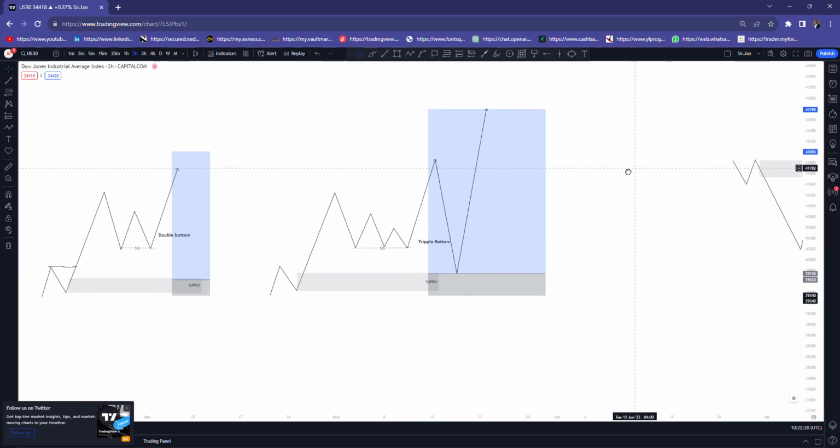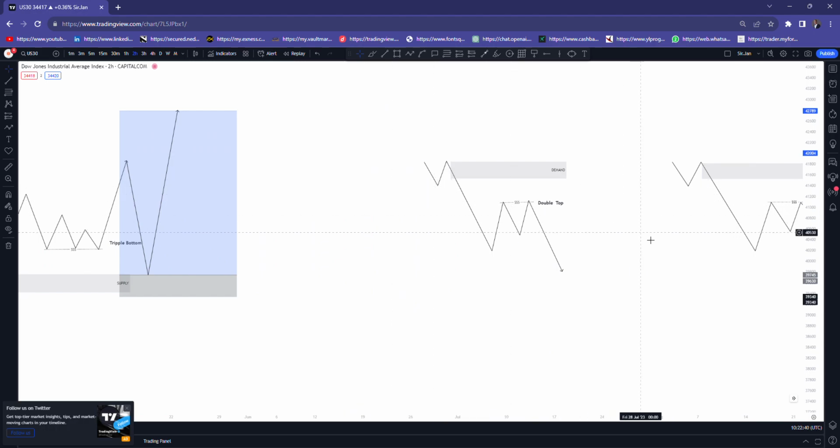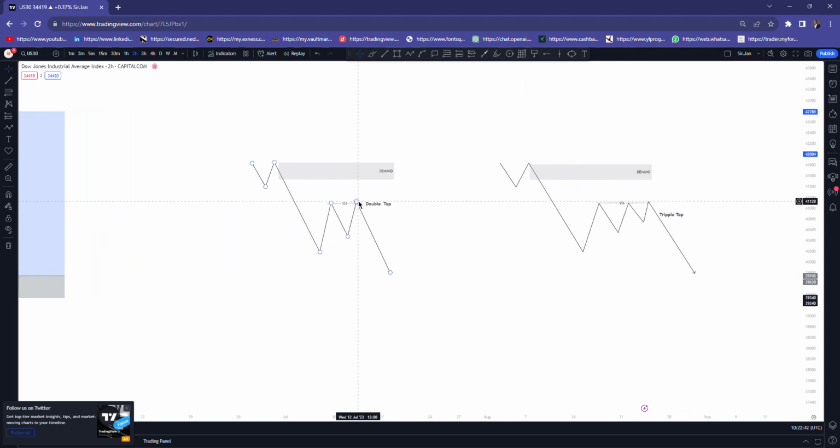The other ones, they're here on a bearish trend. Same applies to that side. Double bottom, triple bottom, double top, triple top. The price does the same thing that it does.